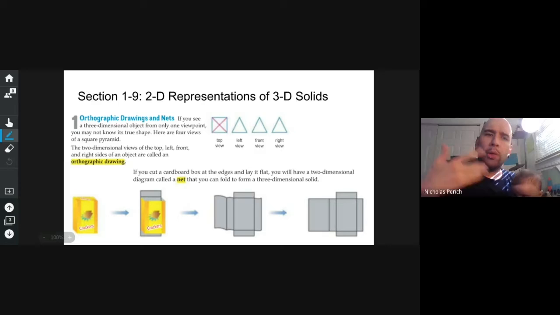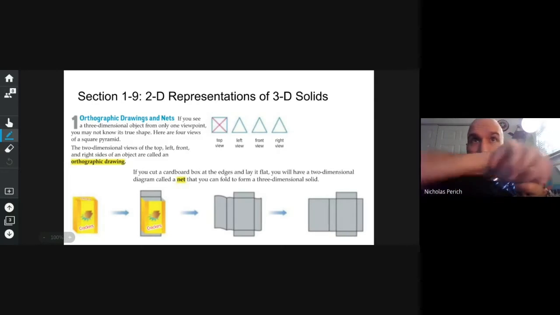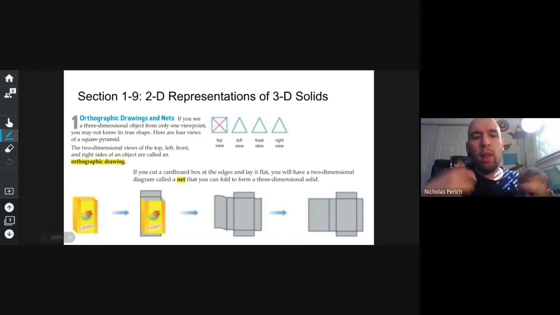Next, we're going to talk about nets. A net is different. An orthographic drawing is if you had a camera and you were going to look at this 3D shape and you took a picture of the top, and a picture of each side. That's what an orthographic drawing is. A net is when you take a 3D object and you cut it and rip it apart and flatten it out. That's a net.